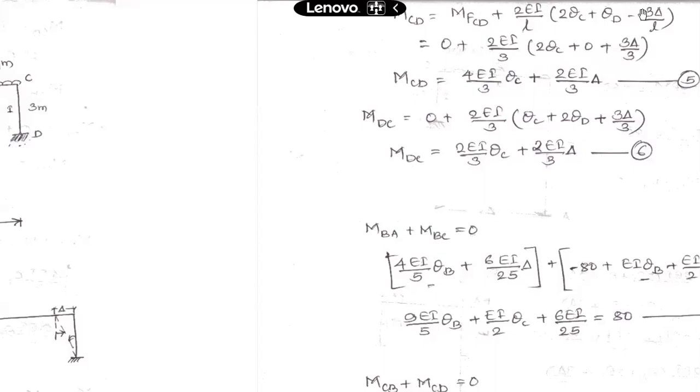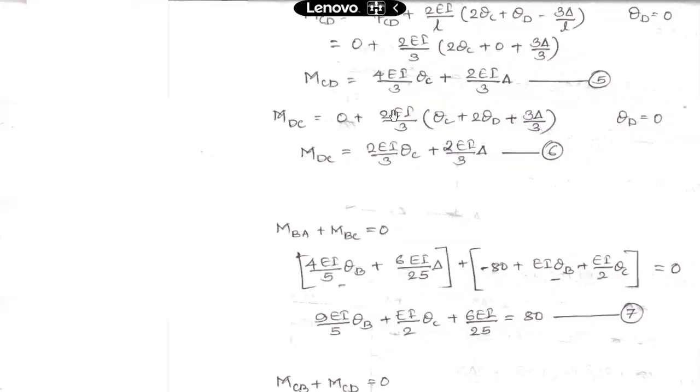Okay, that's why that sign is changing here. Okay, that is how you decide the sign for this delta. And similarly, MDC. So MDC here, what is done? MFDC, which is 0, plus 2 EI by L, 2 EI by 3, into theta C plus 2 times theta D, minus 3 delta upon L.